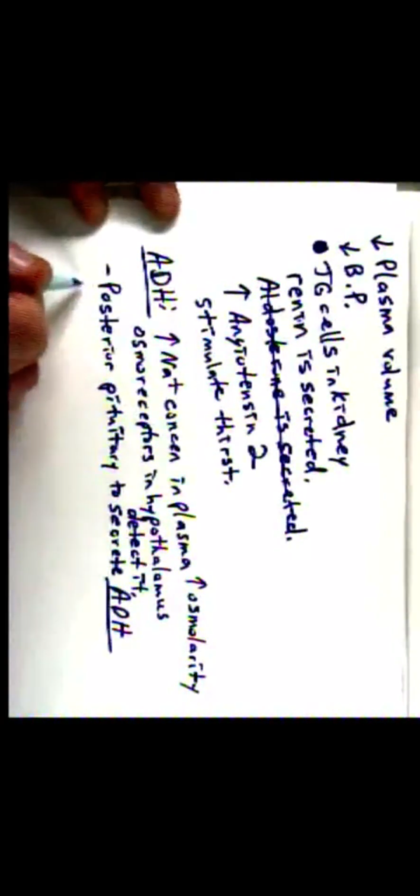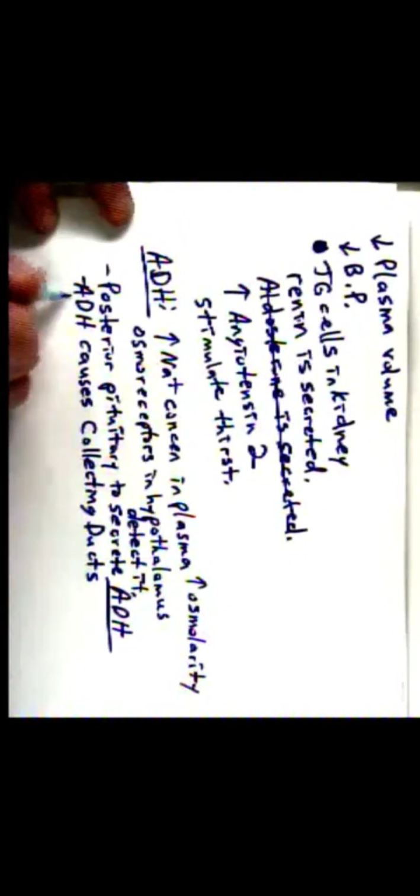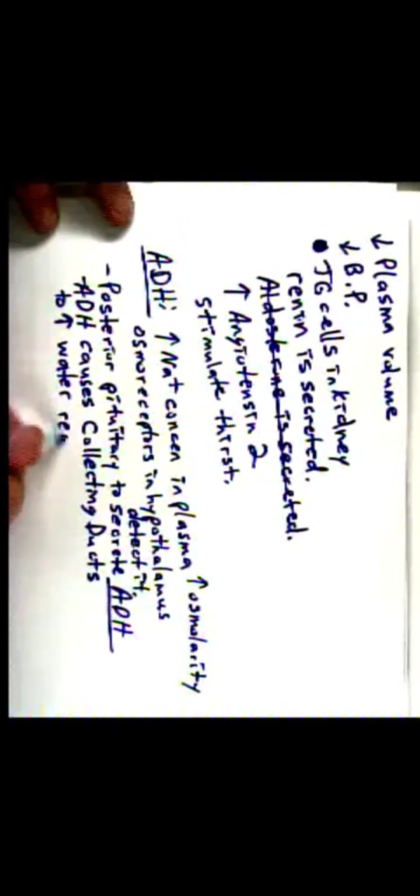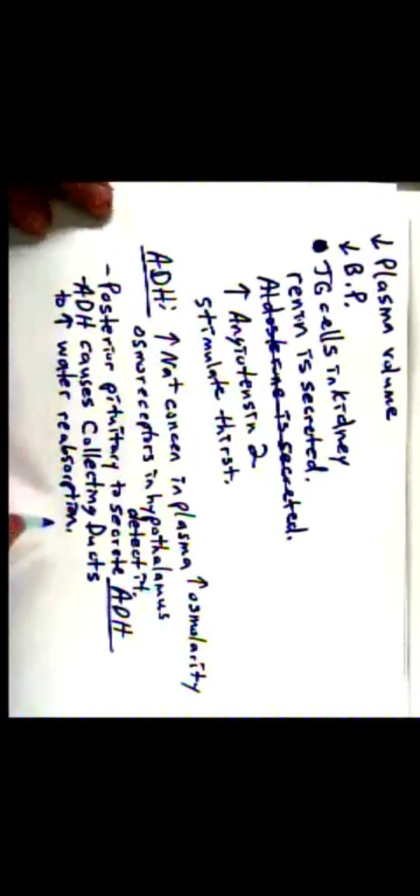ADH. Now remember, ADH is antidiuretic hormone. We talked about that. The ADH causes the collecting ducts, the CDs, to increase water reabsorption. Now, when you increase water reabsorption, what happens to urine volume? It's going to decrease urine volume. And what would that do then to blood volume? Increase blood volume. So that's how ADH works.